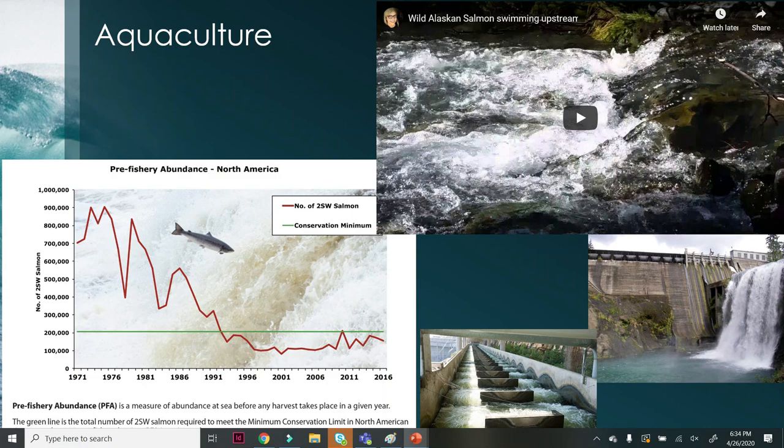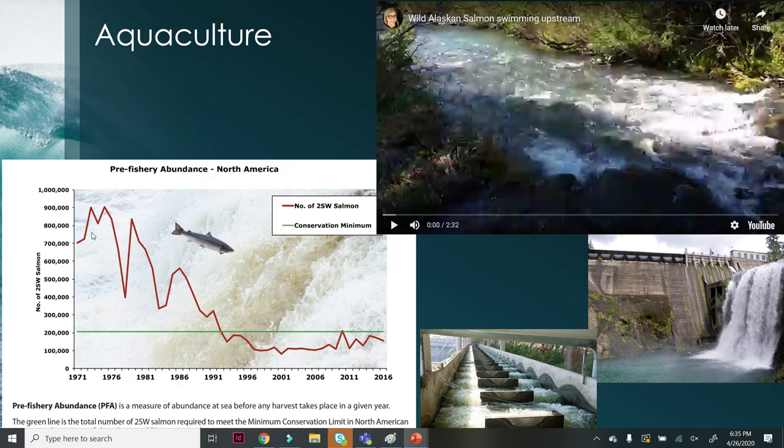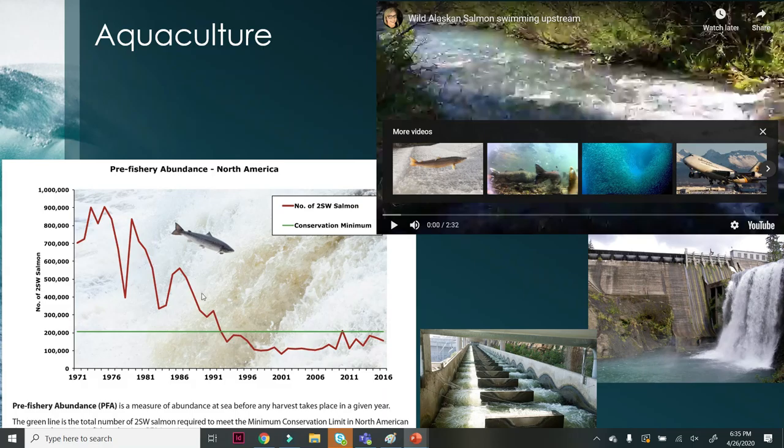Let's look at what's happening to wild salmon populations. This is pre-fishery abundance in North America. So what is pre-fishery abundance? This is the measure of salmon before they are harvested. If we look at the number here, this is 1971 and this is present day. This number goes way down. Look at this. We have a plummeting fishery here, and this green is the level that we need to reach to have a stable population.